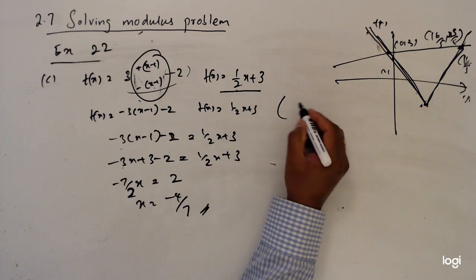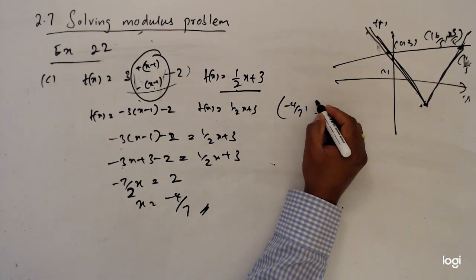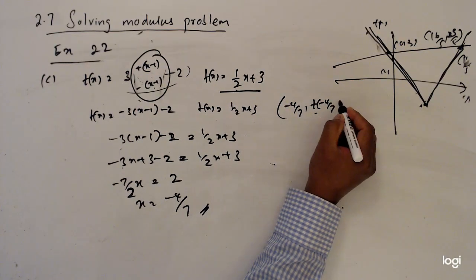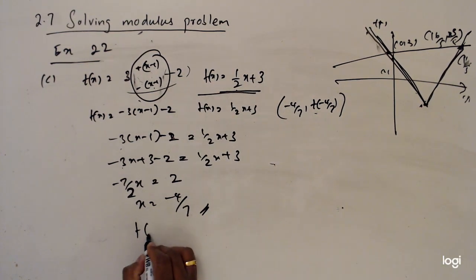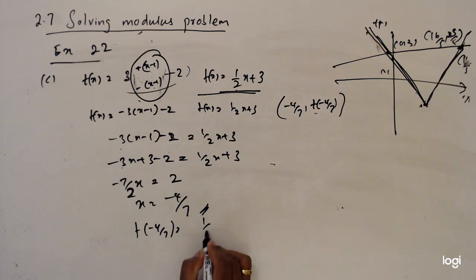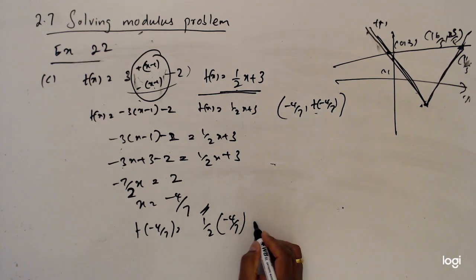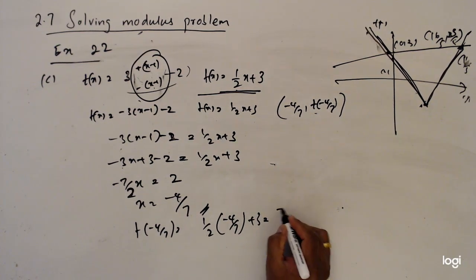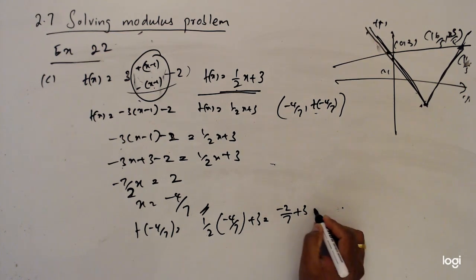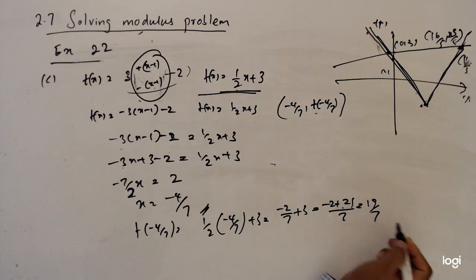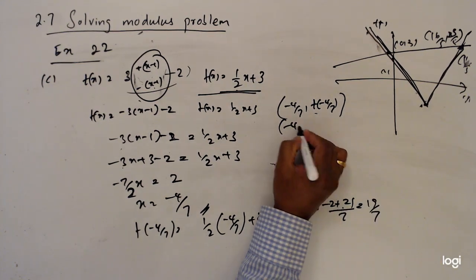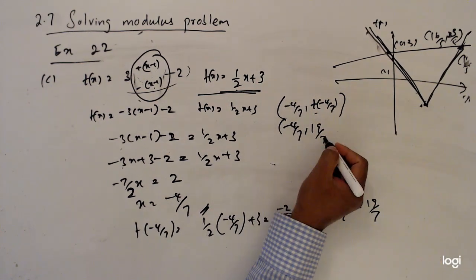So the coordinate is minus 4 over 7 and t of minus 4 over 7. We'll find t of minus 4 over 7 now from here. Half times minus 4 over 7 plus 3, that is minus 2 over 7 plus 3. So minus 2 plus 21 over 7, 19 over 7. So the point is minus 4 over 7, 19 over 7.